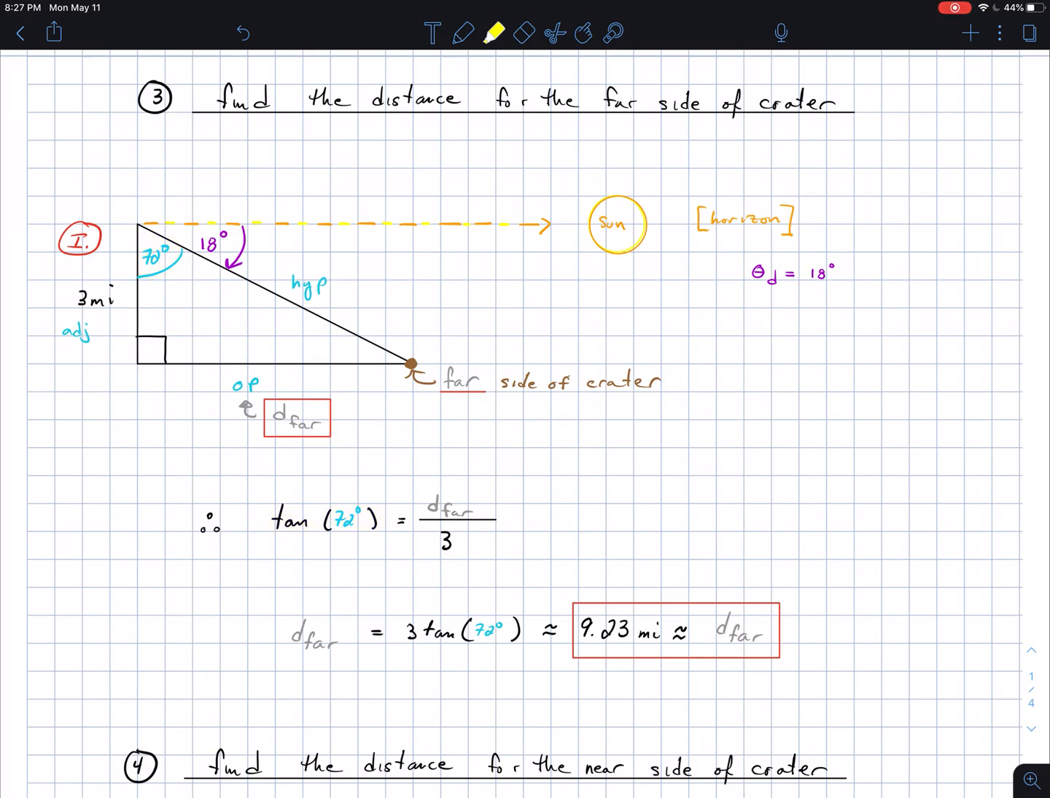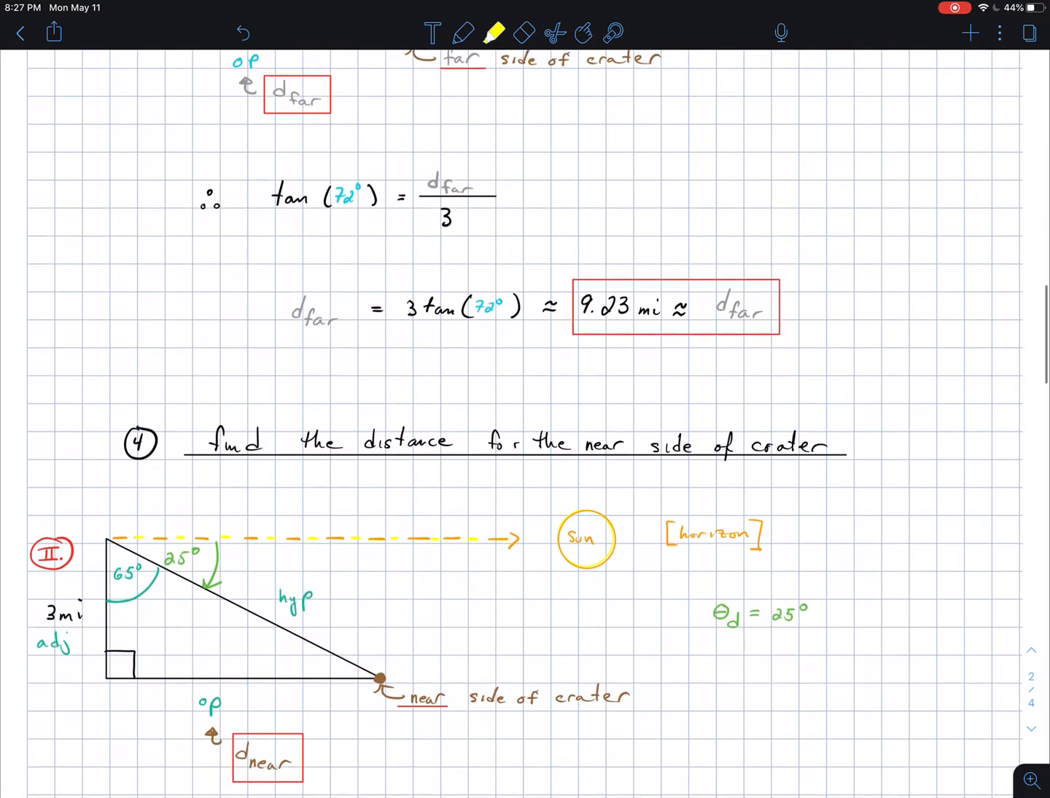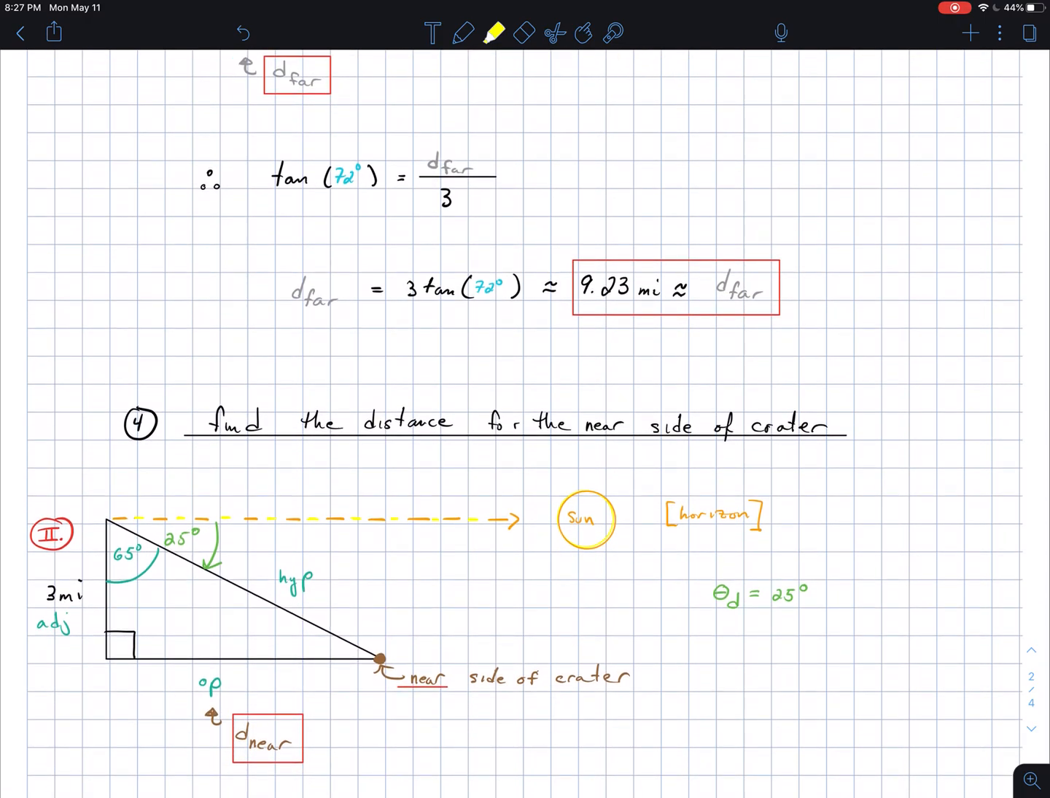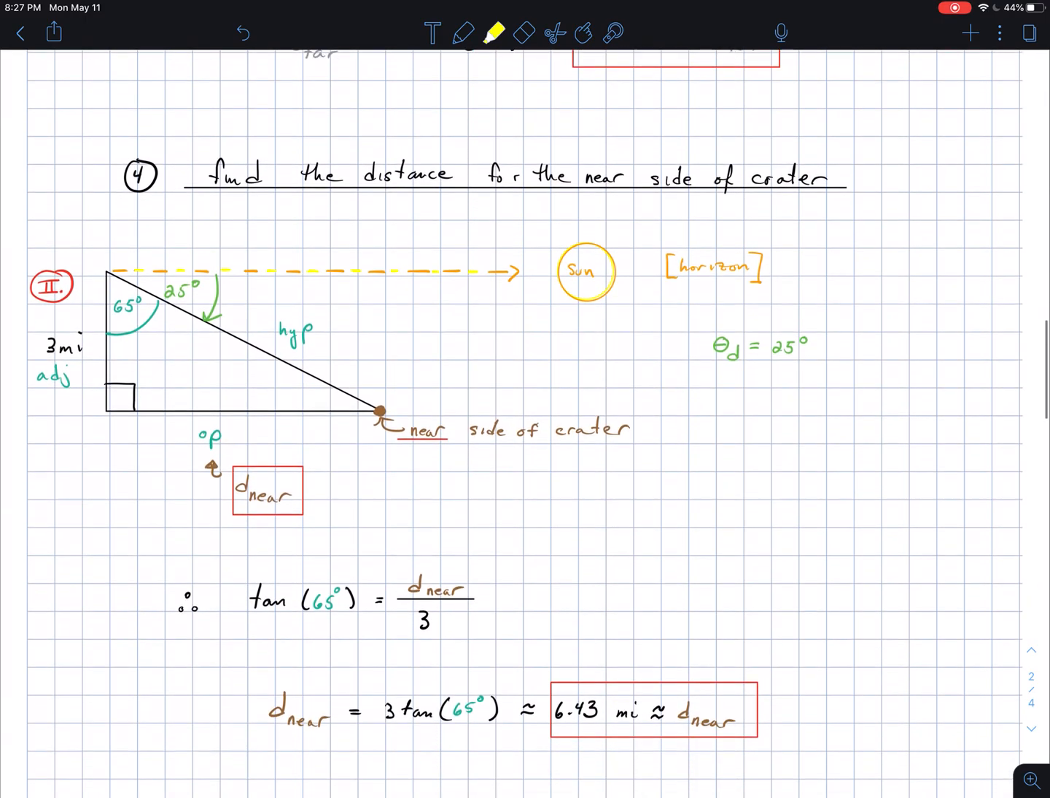So we set it up, and then we solved. Plugged it into the calculator, making sure it was in degree mode. I got 9.23 miles. Then we found the distance for the near side of the crater.